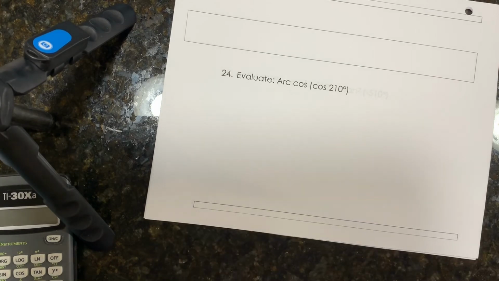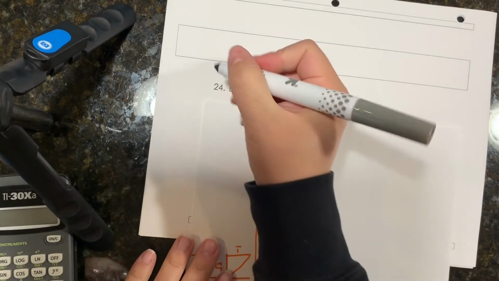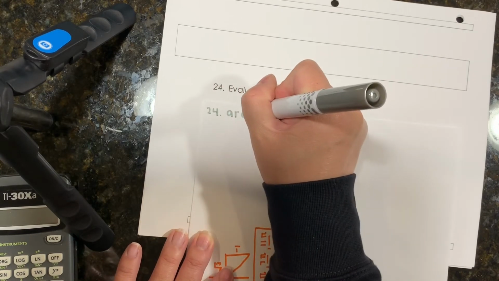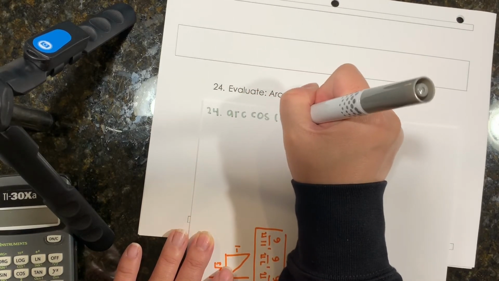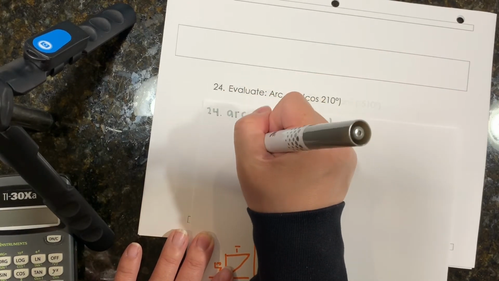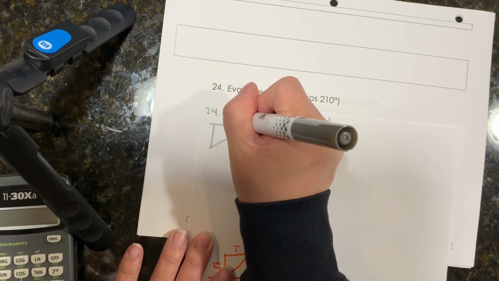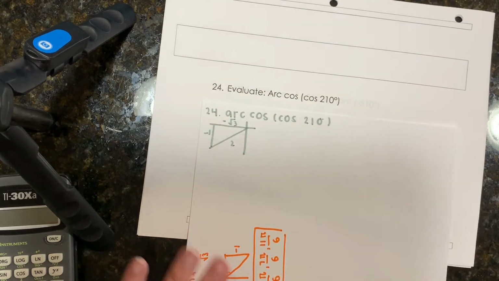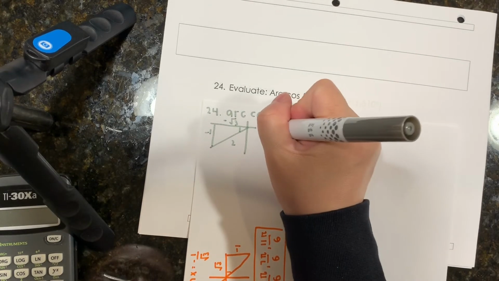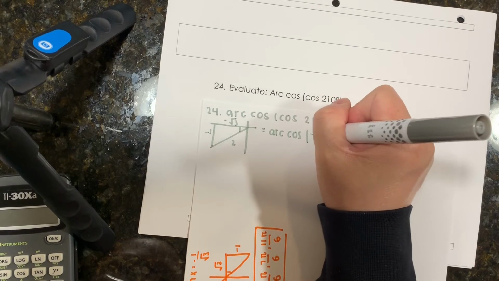Now looking at number 24, the first thing that I'm going to do is evaluate the cosine of 210 degrees. So I have arc cosine of the cosine of 210 degrees. So 210 degrees is in quadrant 3. So negative root 3, negative 1, 2. So the cosine of this triangle would be adjacent over hypotenuse. So this would turn into arc cosine of negative root 3 over 2.